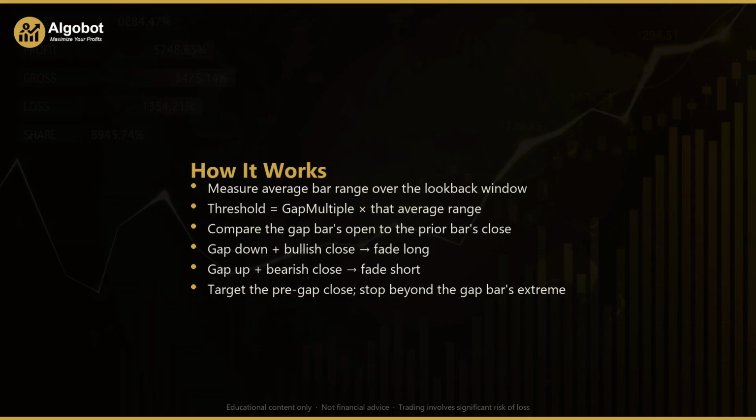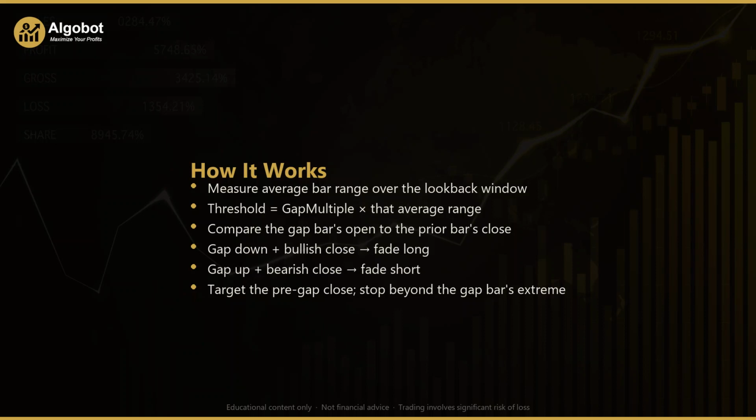When both conditions line up, the strategy opens a market order at the new bar. The take profit is placed back toward the pre-gap close, scaled by the TargetFraction parameter, since partial fills tend to be more reliable than the very last tick of a gap. The stop loss is placed just beyond the gap bar's far extreme, buffered by the stop buffer multiplied by the average range.